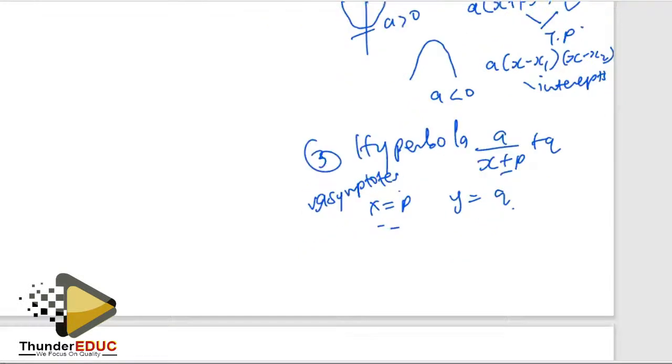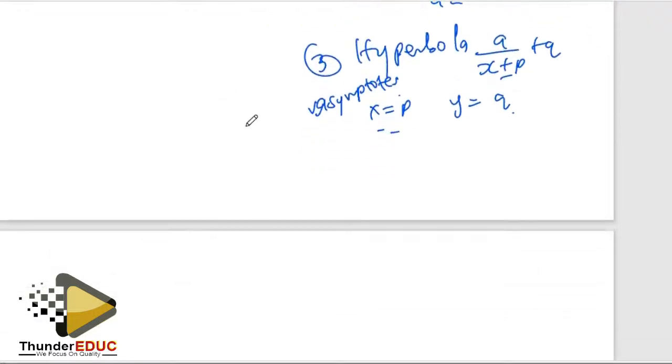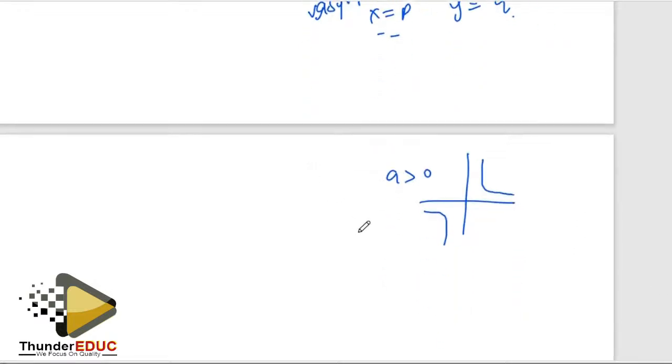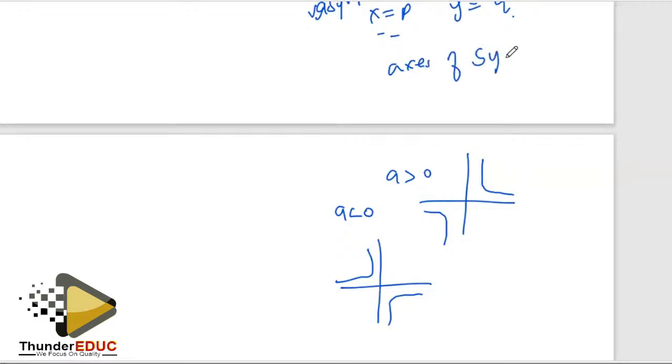Okay, then remember with the format of a hyperbola, there has to be 2 arms, whereby if a is greater than 0, we expect the arms to be in that format. And then if the a is less than 0, okay, we expect the arms to be in the second and then the fourth quadrant. Then what we need to also remember is how would we determine the axes of symmetry with the hyperbolas. So we have 2, one with a positive gradient and then one with a negative gradient, okay?